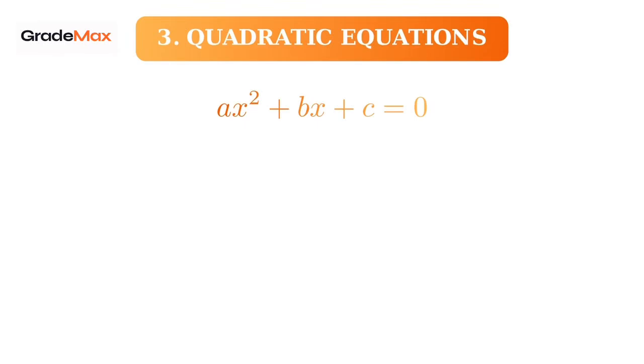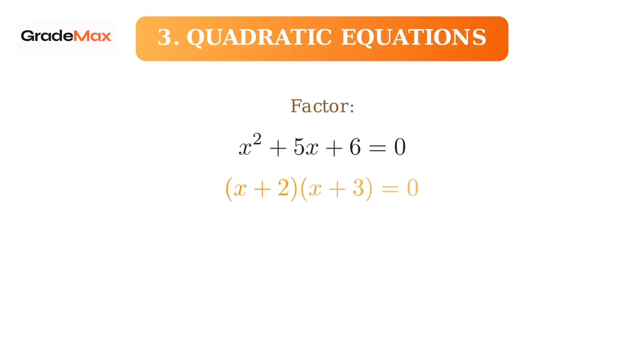Quadratic equations are represented as x squared plus bx plus c equals 0. The first option to solve such questions is to factor it. For example, x squared plus 5x plus 6 can be factored as (x plus 2) times (x plus 3) equals 0. From here we can write x equals minus 2 or x equals minus 3. So this is one method to solve.